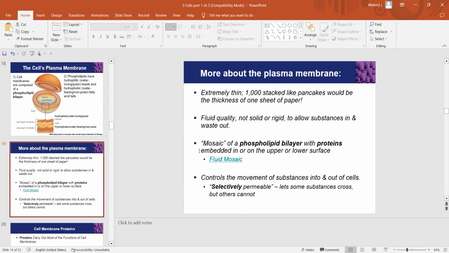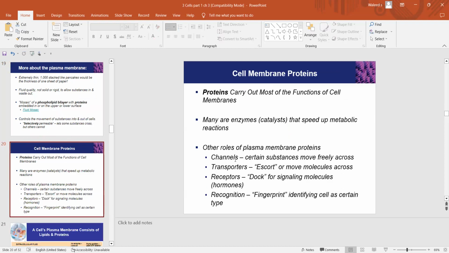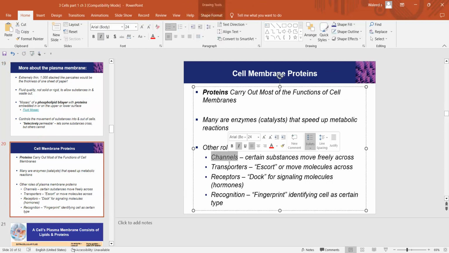How does it cross? From the channels. Like, how can you cross the wall of your house? From the door. Here you have it from channels. Other proteins will act as transporters. What's a transporter? A transporter transports things from inside to outside.